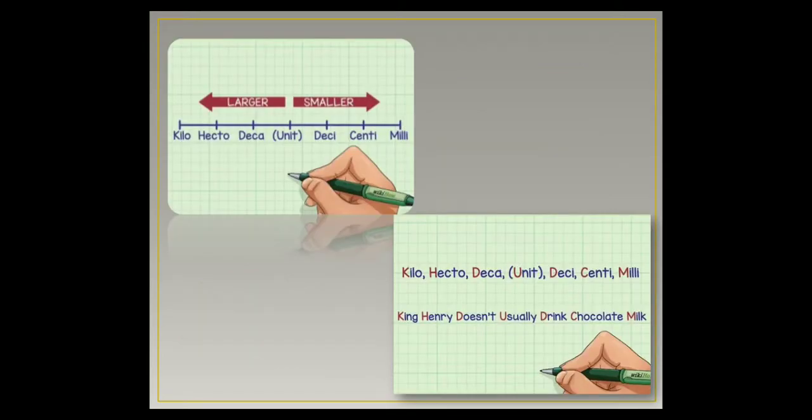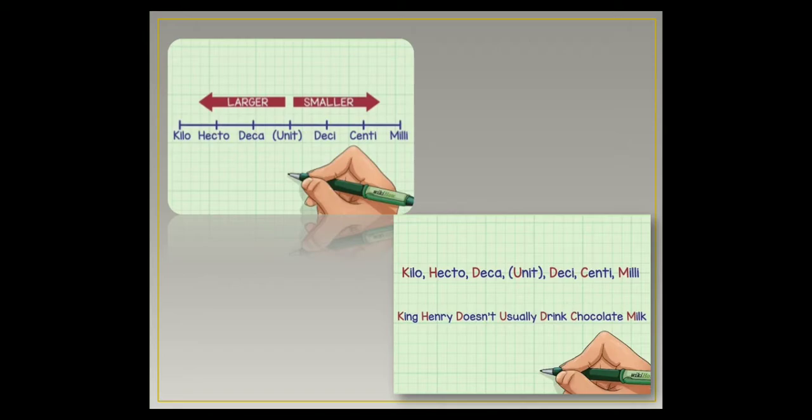So you all know the basic unit in metric measures. That is kilo, hecto, deca, then the basic unit, deci, centi and milli. The basic unit is the center part, whereas the left side has the larger values, and the right side has the smaller values. Clear?